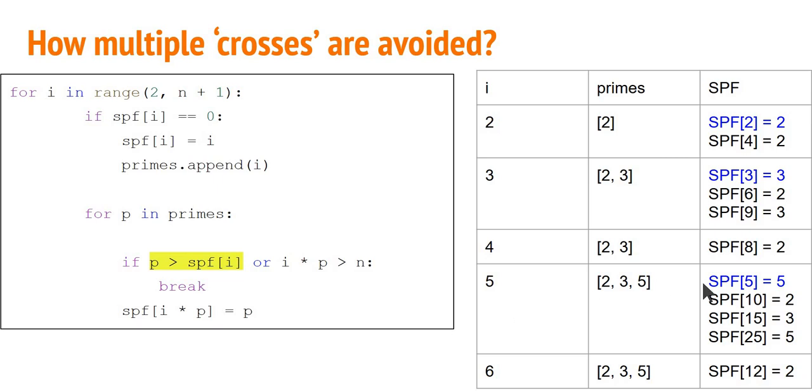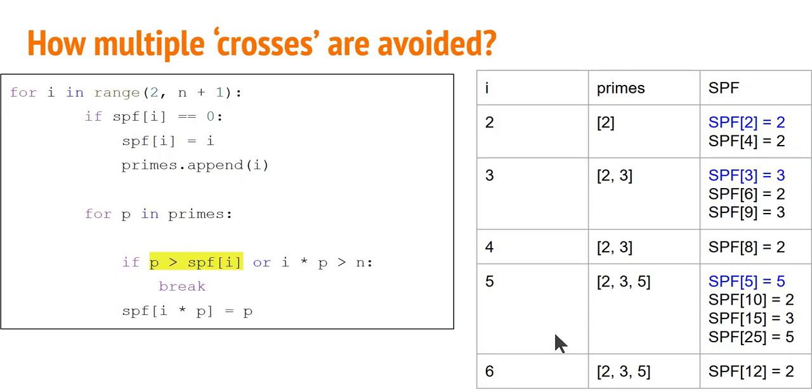I come to 5. So 5 gets added to my list of primes. So SPF of 5 is 5. And indeed, thereafter 5 times 2, 5 times 3, and 5 times 5 gets updated, with the smallest prime factor being 2, 3, and 5 respectively. Now comes the interesting case of, let's say, 6. Now when I come to 6, the primes are 2, 3, and 5.